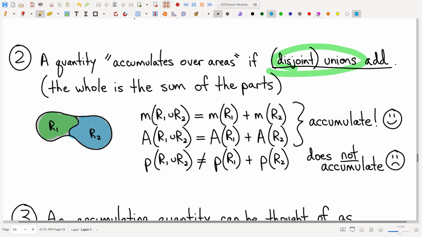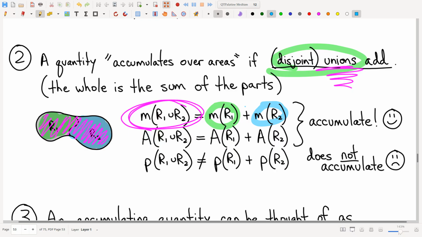Right? But if I look at their union, let's see, how am I going to do this? Let me do this with a pencil. If I look at their union, and if I ask, well, how much mass is there in the union? Well, I'm just claiming that the mass in that disjoint union is the sum of the mass on the left plus the mass on the right. Again, it's just saying the whole is the sum of the parts. You know?